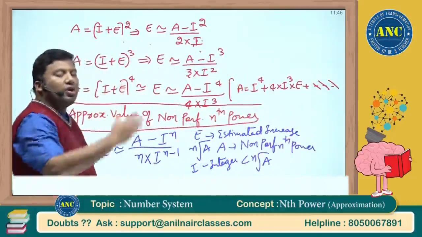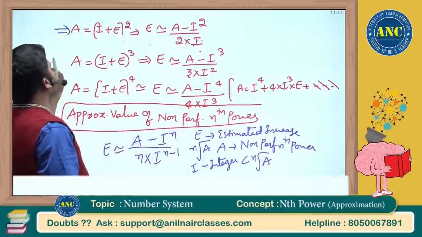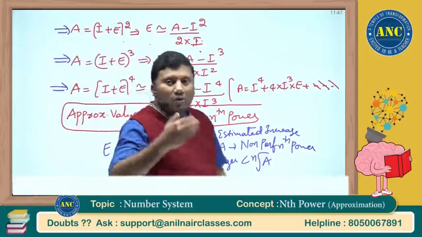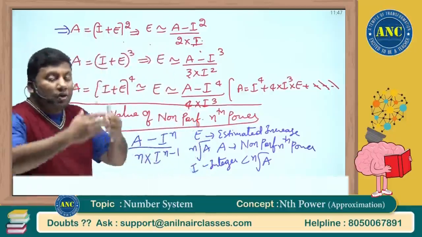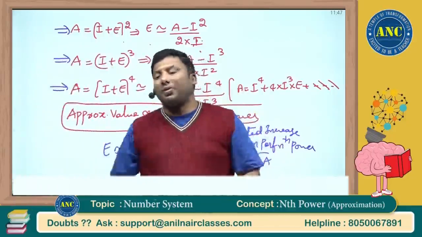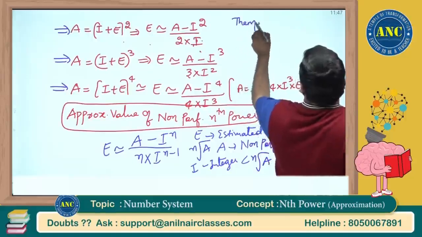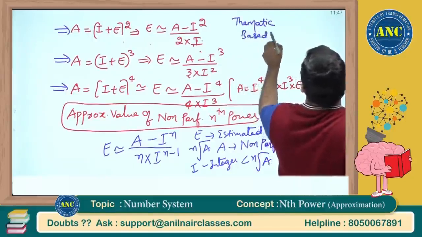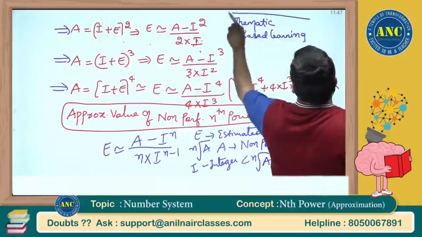So there is absolutely no formula-based learning. These are all mandatory concepts a student should know. Not only for non-perfect squares and non-perfect cubes, you can also derive it for the 4th power, 5th power, 6th power, 7th power. This is the beauty of thematic based learning. Once you learn the concept for the first time, then everything will be extremely easy for you.